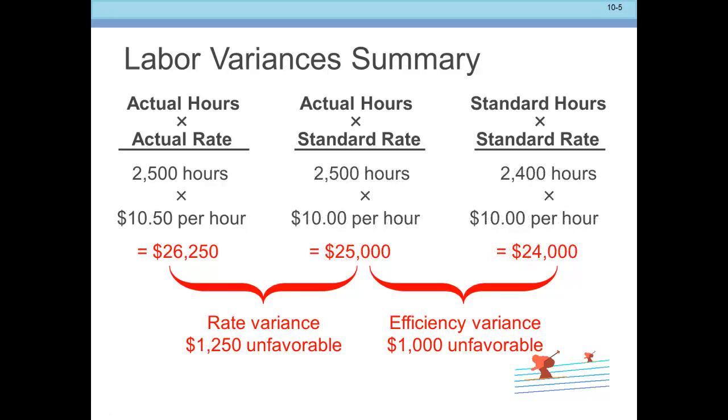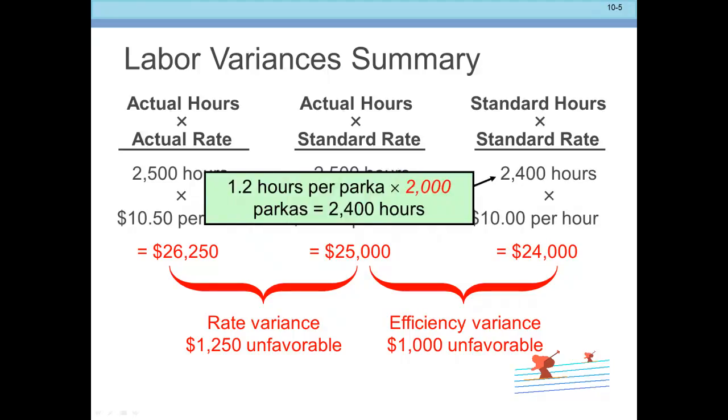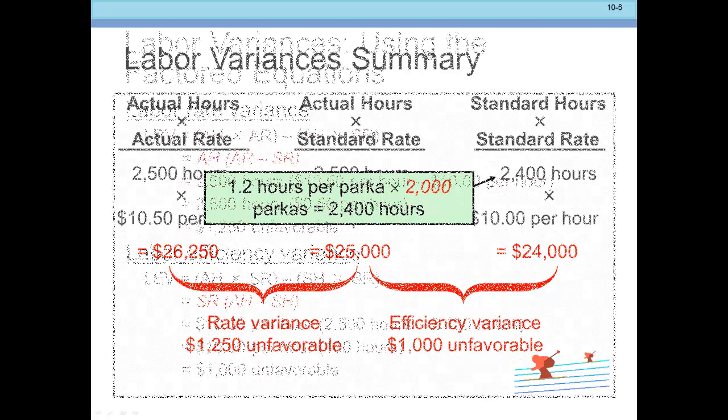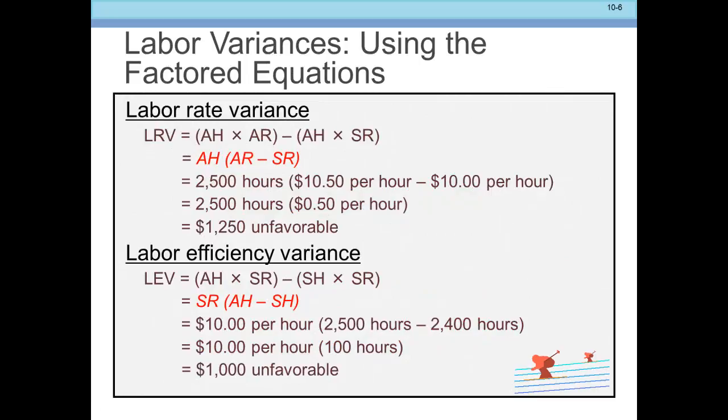As a reminder, for standard hours times standard rate, we took the 2,000 parkas that were produced and multiplied by the amount of hours that we should have used, or 1.2 hours, to give us the 2,400 hours. Instead of setting up the table, we could have solved that problem using equations. For the rate variance, we take the actual hours times the difference between the standard rate and the actual rate. For labor efficiency, we take standard rate times the difference between standard hours and actual hours.